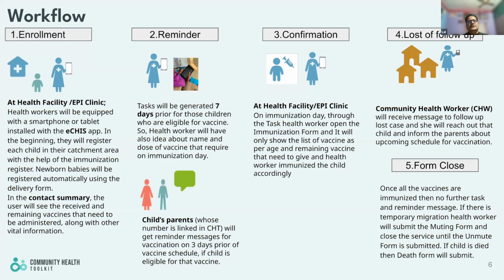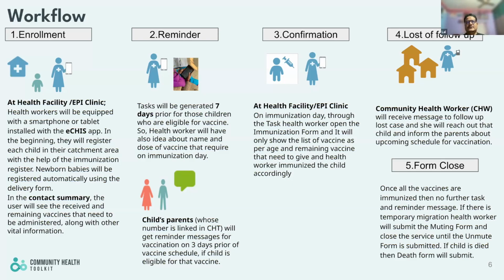For the reminder, the health worker gets a task notification 7 days prior, so that they have an idea how many children they are going to immunize on that particular EPI day. And the children's parents get the notification 3 days prior, telling them when and what kind of vaccine their child needs to be given. I'll show all these messages during the demo slides.